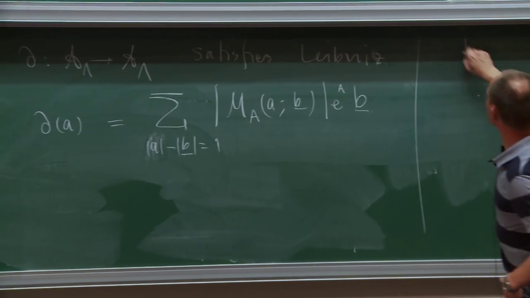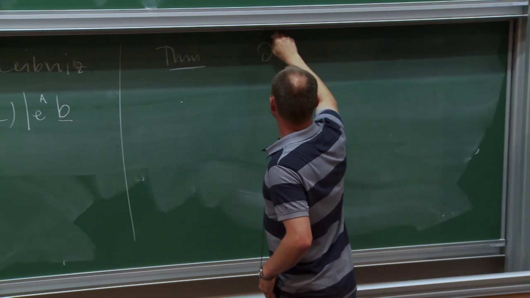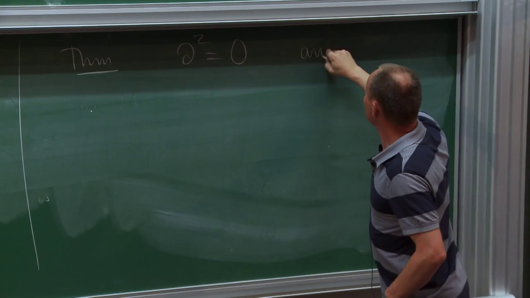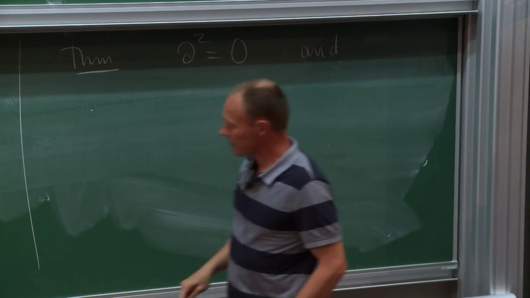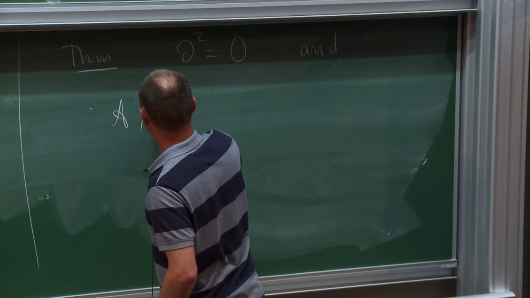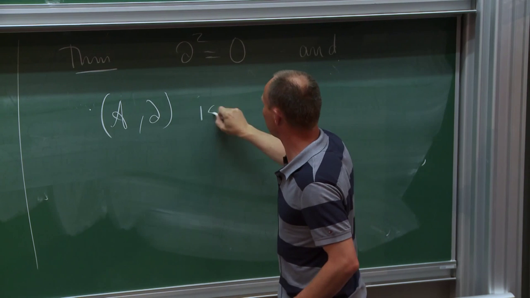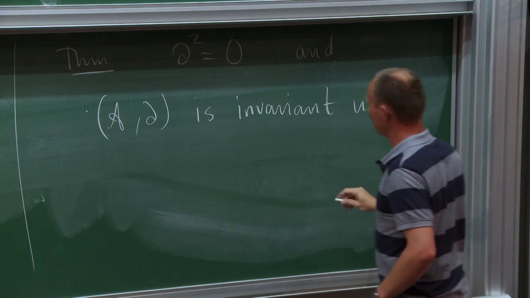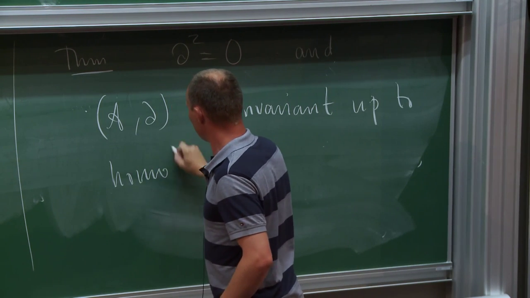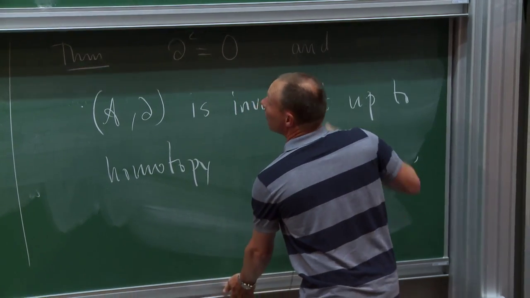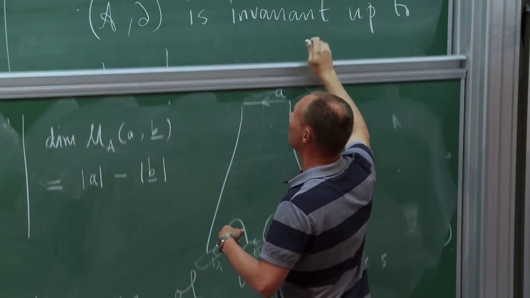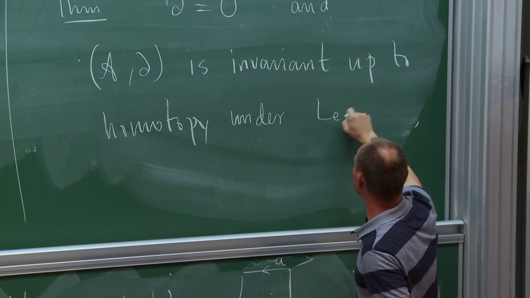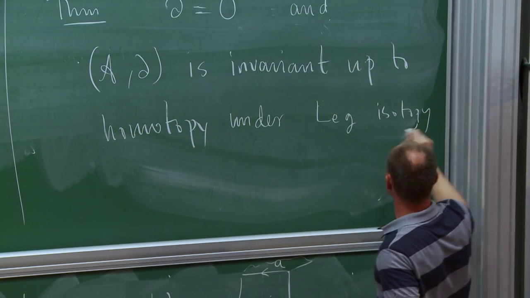So D squared is equal to 0. AD, let me not say too much about this, is invariant up to homotopy under deformations. Let's say under Legendrian isotopy of lambda.